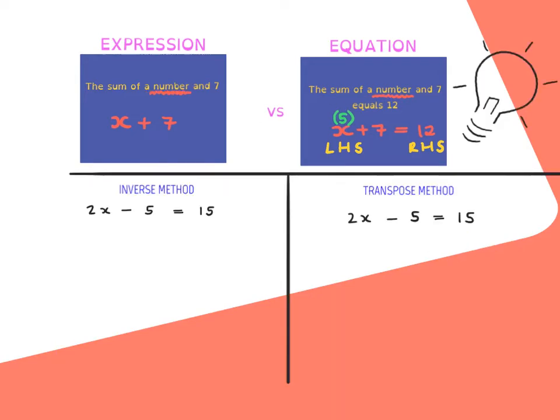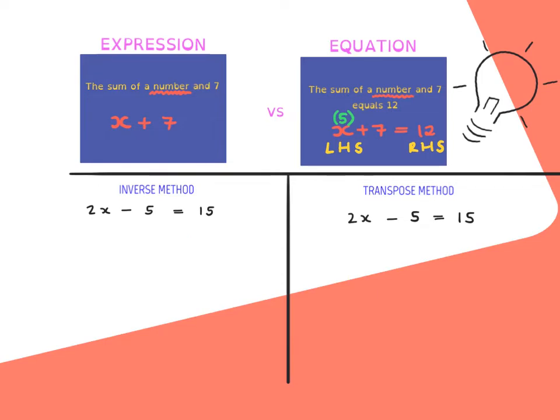We're going to be working with two different methods in order to solve equations: the inverse method or the transpose method. The lovely thing is that you can use whichever method you prefer and feel most comfortable with. We're going to start off with the inverse method because this is really important. It really illustrates how, when we're working with equations, what I do to the one side of the equation, I need to do to the other side. We balance the equation. You can't add, subtract, multiply or divide on the left-hand side and not do the exact same thing on the right-hand side.